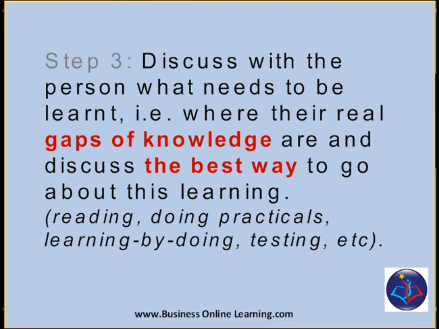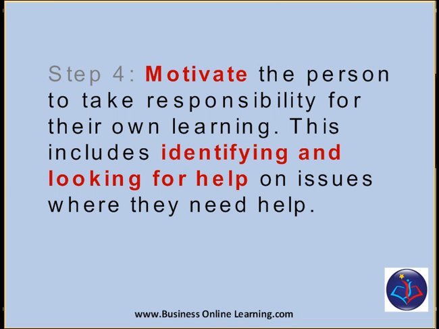Step 3. Discuss with the person what needs to be learned, for example, where their real gaps of knowledge are, and discuss the best way to go about this learning. For example, giving them specific reading to do, giving them practical experience, like learning by doing, testing them, etc. Step 4. Make sure you motivate the person so they take responsibility for their own learning. This includes their identifying and looking for help on issues where they need help.